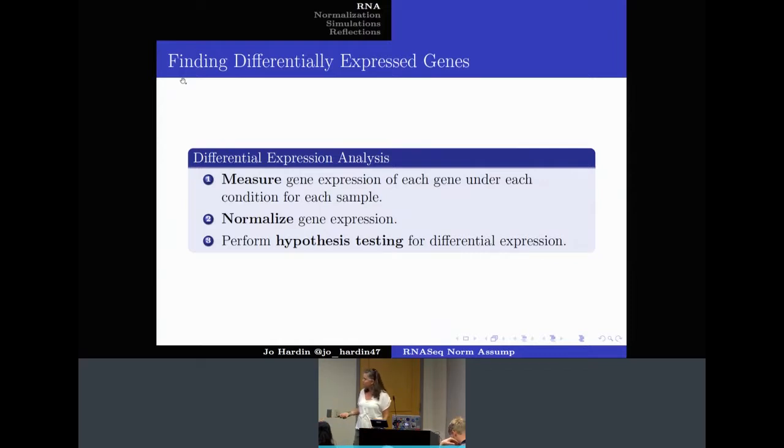And so how we go through this differential expression analysis is that we measure this gene expression under each of these conditions. And that's happening at the bottom of the diagram, measuring those reads. But then we have to normalize, and we're going to spend most of this talk talking about that normalization of the gene expression, so that we have an apples-to-apples comparison. And then we can do hypothesis testing for differential expression. And I'm not really going to talk a lot about differential expression today, just a tiny little bit. And again, your third step might be something totally different.